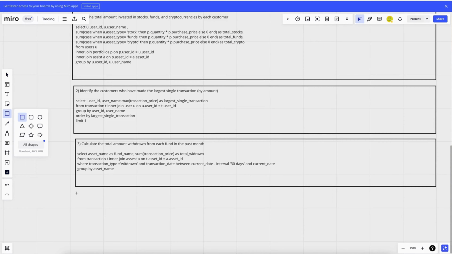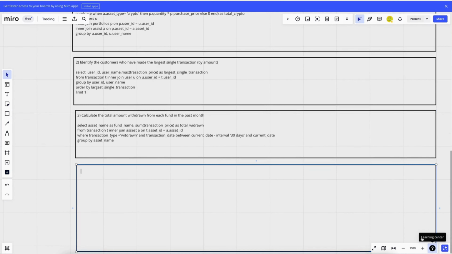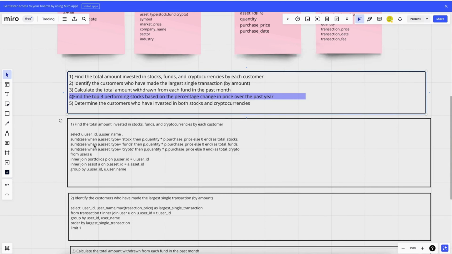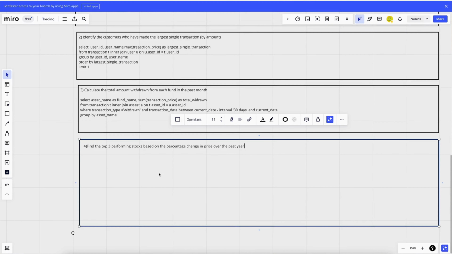Let's start with the fourth one. Find top three performing stocks based on percentage change in price over the past year. So now we need to find the top three performing stocks. Our asset type will be stock, and top three performing stocks.